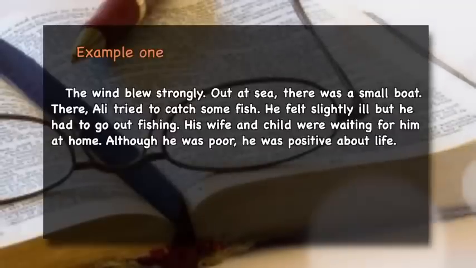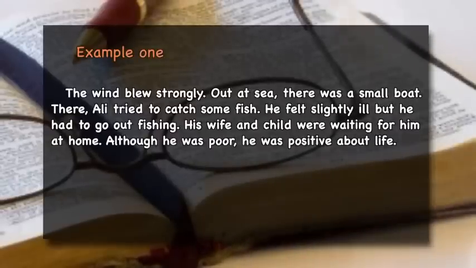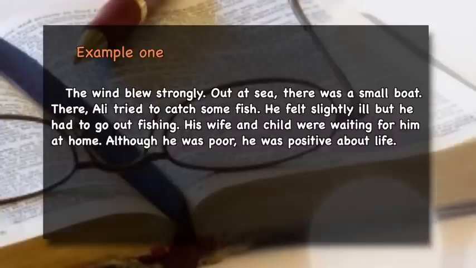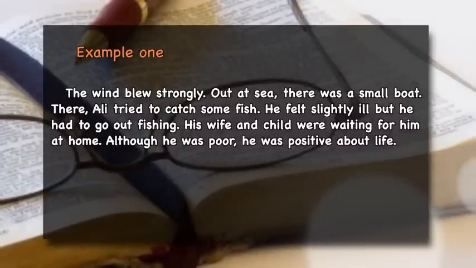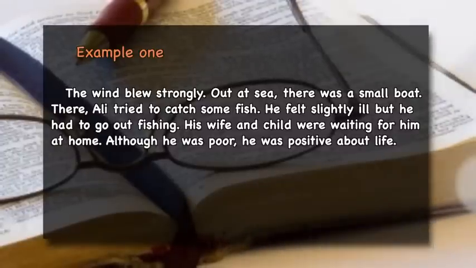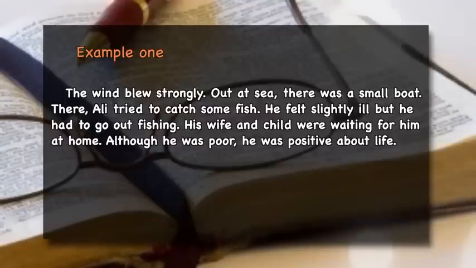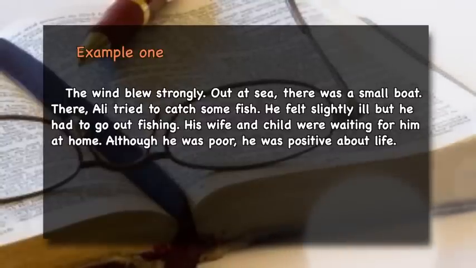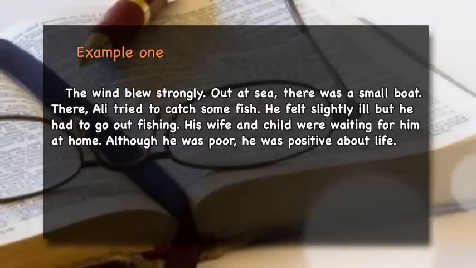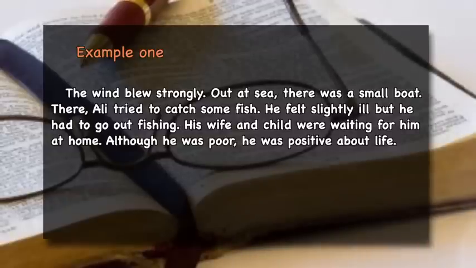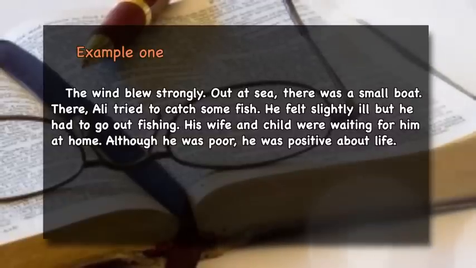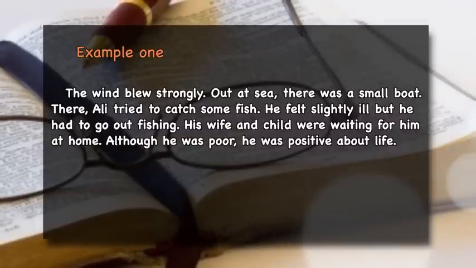The wind blew strongly. Out at sea, there was a small boat. There, Ali tried to catch some fish. He felt slightly ill, but he had to go out fishing. His wife and child were waiting for him at home. Although he was poor, he was positive about life. Now let's look at our second example.